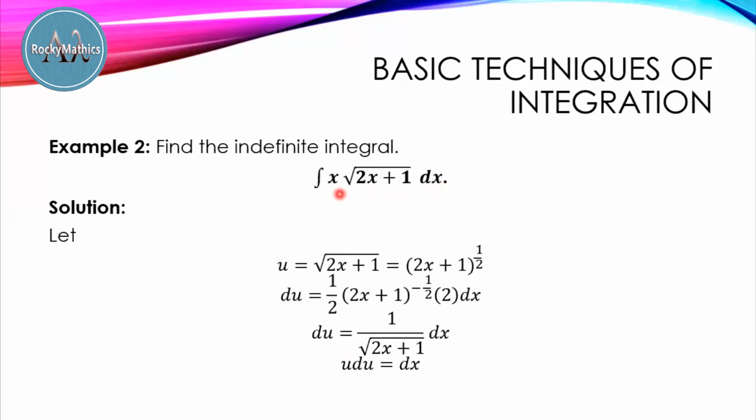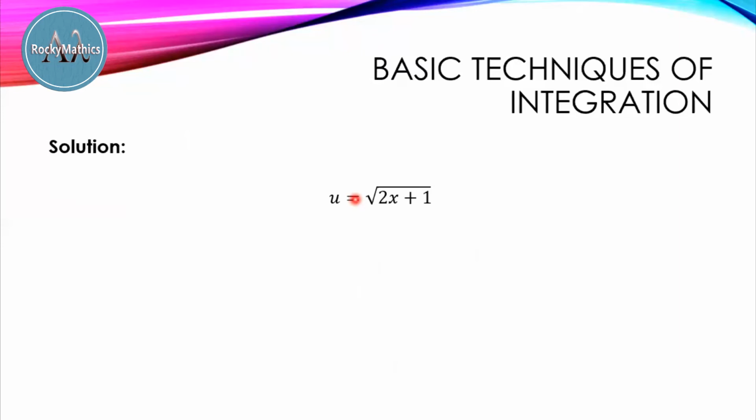But we still have x. So what are we going to do? All we have to do is, from our u, find x in terms of u. How? We square both sides, so we have u squared, and the square root of 2x plus 1 becomes 2x plus 1 because we square this one. So this radical symbol will be cancelled. So we have 2x plus 1. What we are after here is to find our x in terms of u.